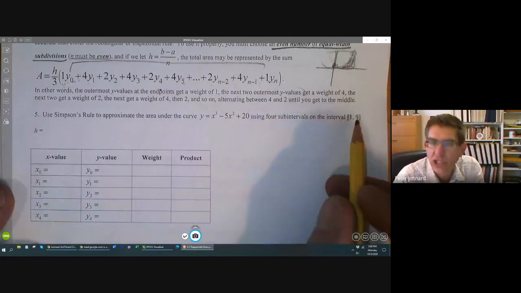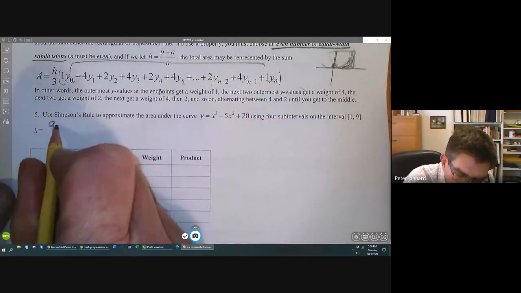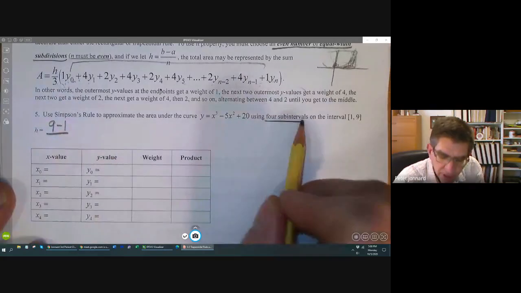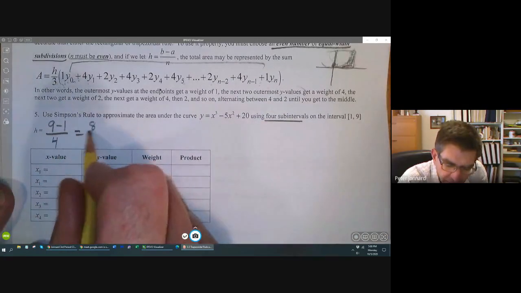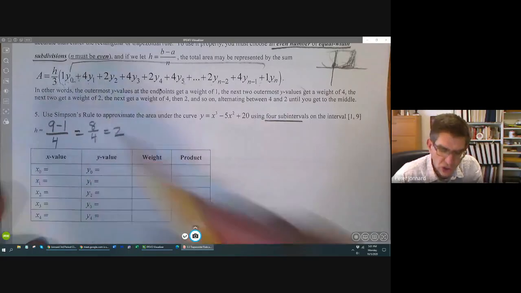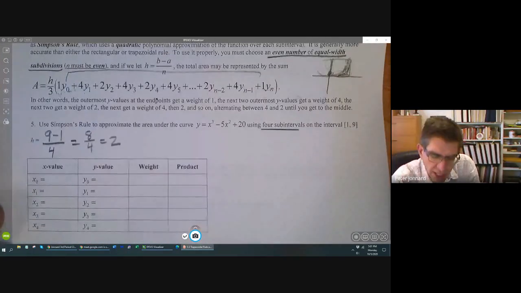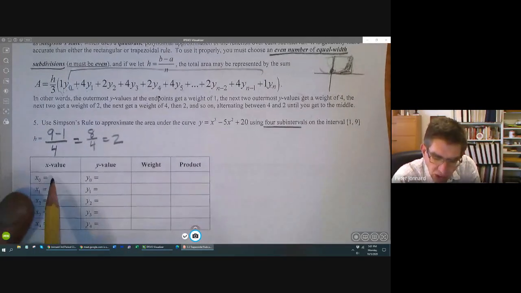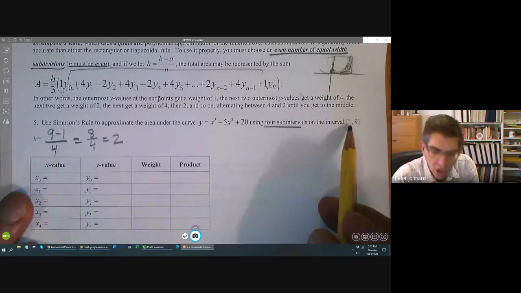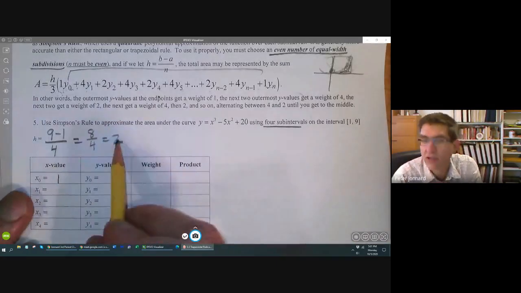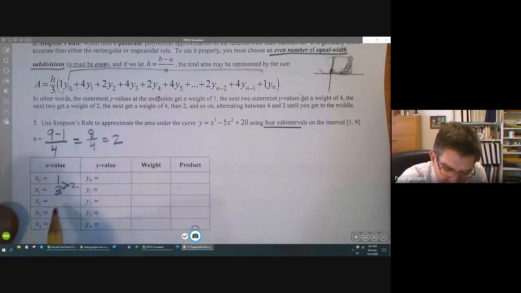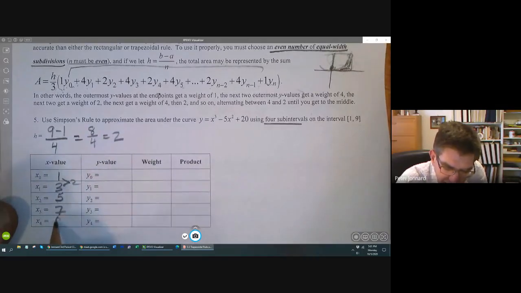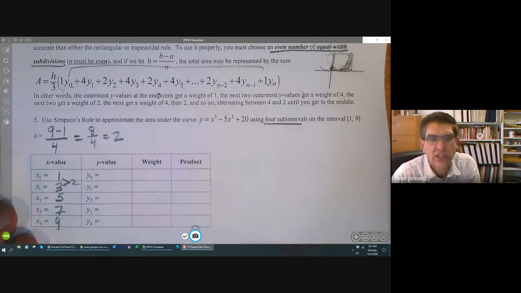Well, h is the width of each. So it's 9 minus 1. It said 4 subintervals, so that's even, okay, which is good. And so I end up with 8 divided by 4, which is otherwise known as 2, okay? So each width is 2. So the first x coordinate I will use is starting at 1, and then I will add 2 each time. So I add 2, and I get 3, add 2, I get 5, 7, and 9. It ends where it should at 9, just like so.